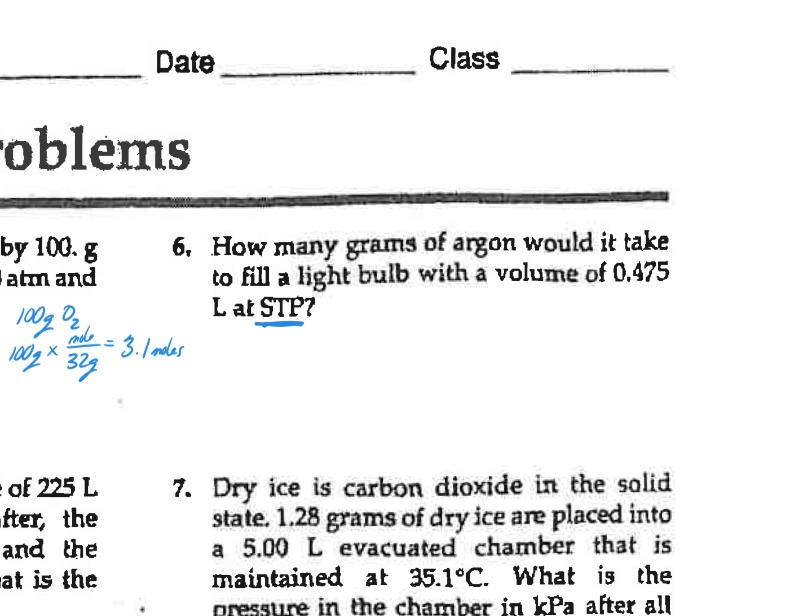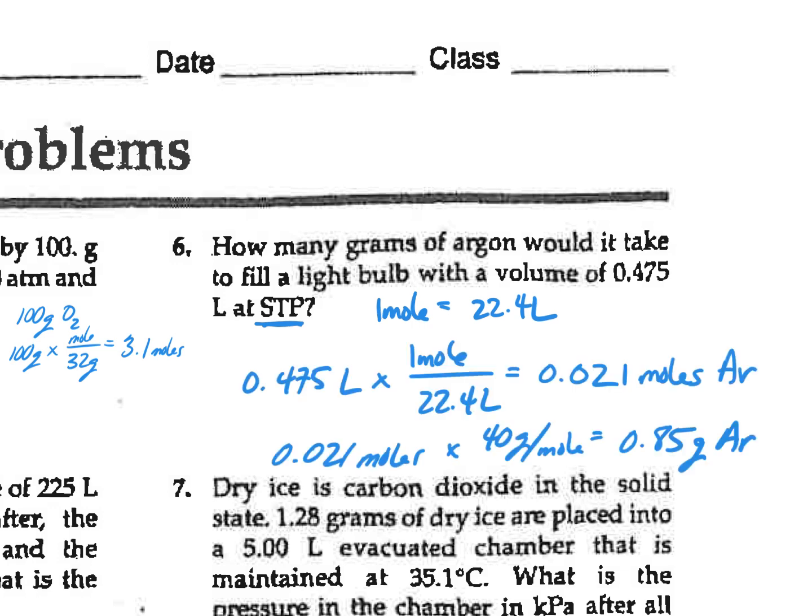This is always true for gases at standard temperature and pressure: 1 mole always equals 22.4 liters. So we can literally just use this relationship to solve this problem. I'll show you how. I just set this up. Since 1 mole for any gas at standard temperature and pressure is 22.4 liters, and we were given 0.475 liters, that comes out to be 0.021 moles of argon.